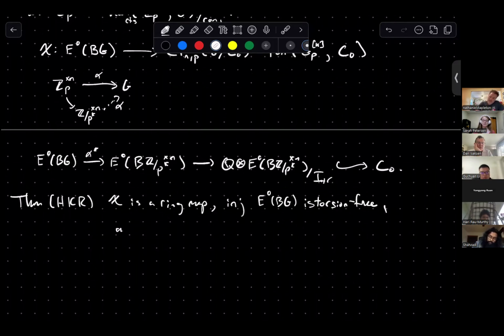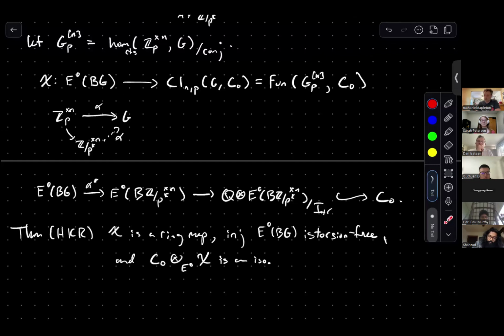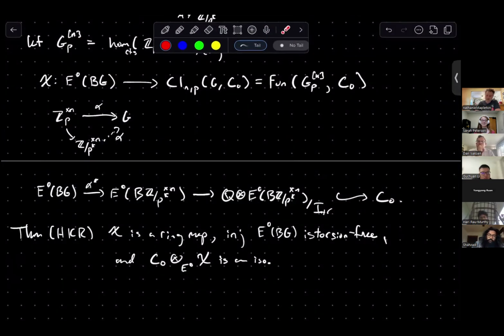And C_0 tensored over E_0 with chi is an isomorphism. So the character map here becomes an isomorphism after base changing the source. Oops. Whoa. How did I do that? Go back. No, go back. After base changing the source over E_0 to C_0.